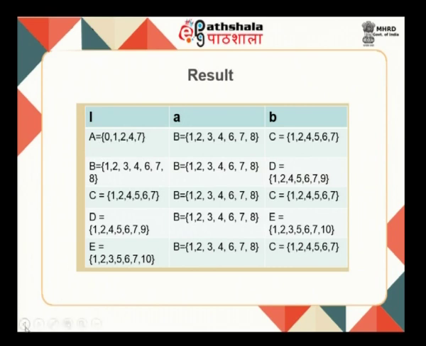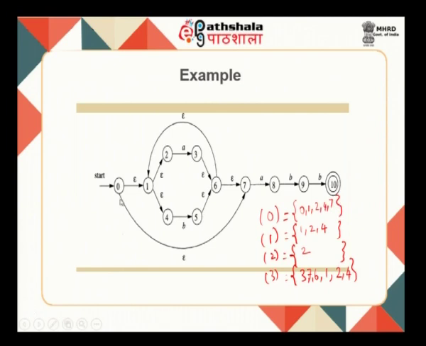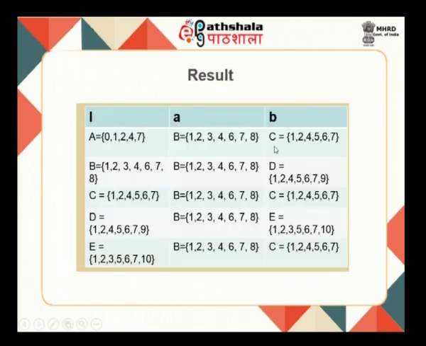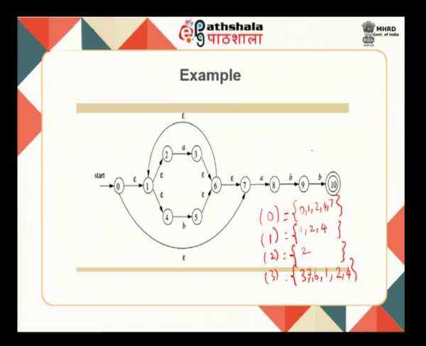Okay, for example, I have 0, 1, 2, 4, 7. Let us just do on A. Okay. So, from 0 there is no transition on A, from 1 there is no transition on A, from 2 there is a transition on A, from 4 there is no transition on A, from 7 there is a transition on A. From 2 it goes to 3 and from 7 it goes to 8.